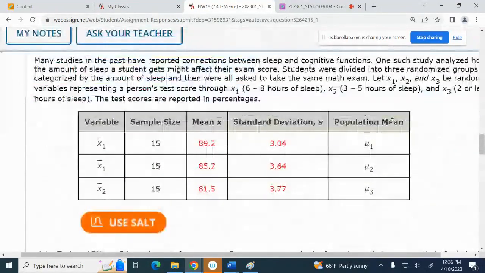In this example, basically we have three cases. It's x1, between 6 to 8 hours. Second, 3 to 5. And the third one is 2 hours less, right? So when I compare the sample mean, it's getting smaller and smaller and smaller. What is the average for my study in the past.